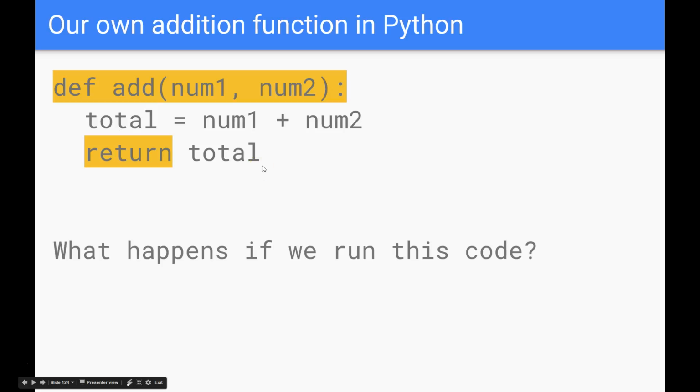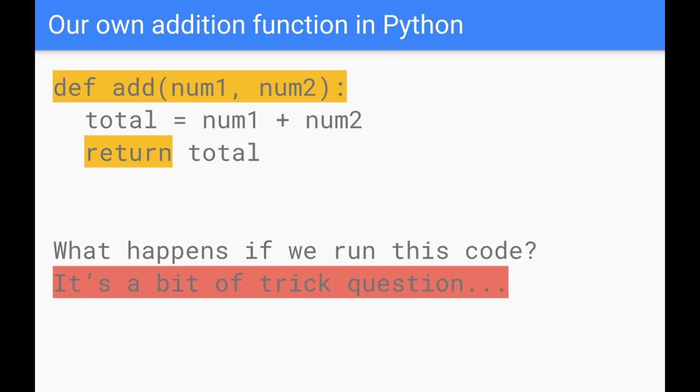Now a question, if we have this in our Python program, we just run this code, what's going to happen? It's a bit of a trick question because actually nothing is going to happen at this stage because we haven't called or activated the function. It's been defined and it's ready to use, but we haven't actually used it yet.